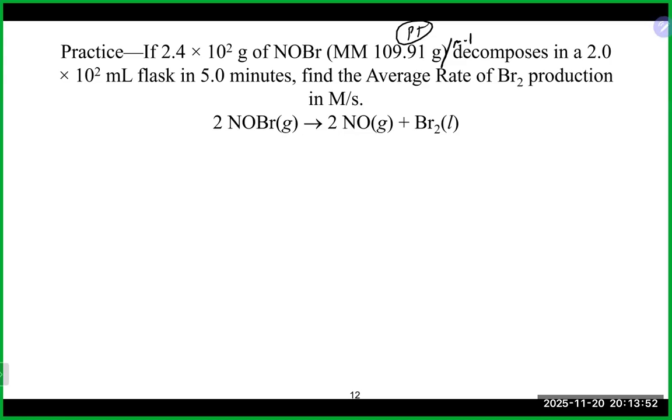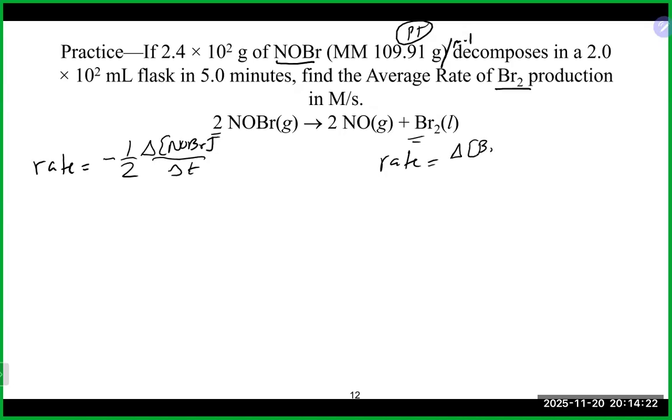So once again, I'm just going to be concerned with the two species in the problem. I'm going to write a rate expression from the equation. For my first one, it's minus 1 over 2 because of the coefficient, and it's a reactant, so it's going to be decreasing with time: the change in the concentration of NOBr over the change in time. And for my Br2, the rate is equal to positive 1 over 1 times the change in the concentration of Br2 over the change in time.